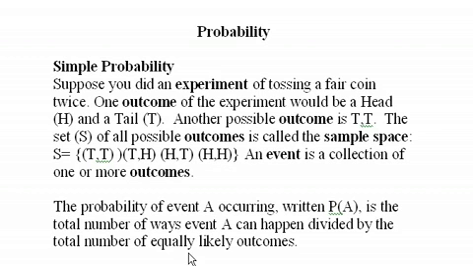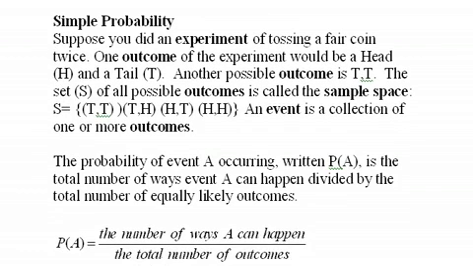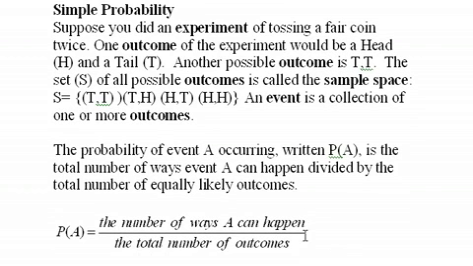The probability of an event A occurring, we'll call it event A, is written P with A stuck in it, or P of A. It is the total number of ways an event A can happen divided by the total number of equally likely outcomes, or the cardinality of the sample space. So here it is: number of ways A can happen over the total number of outcomes, and these have to be equally likely.